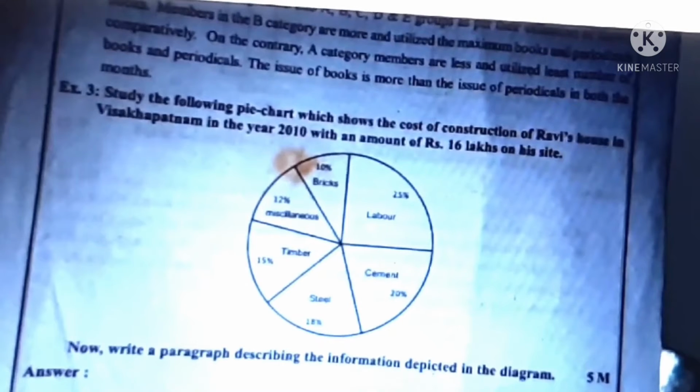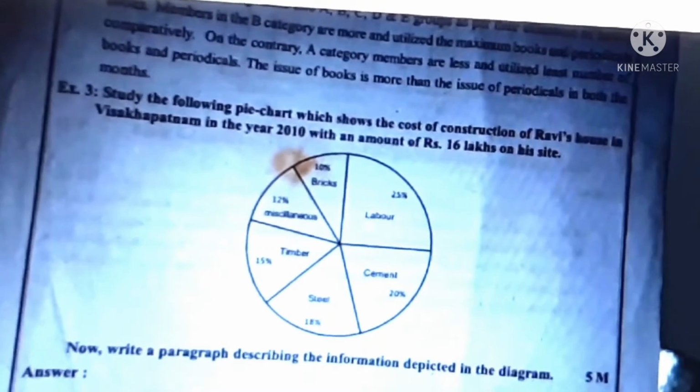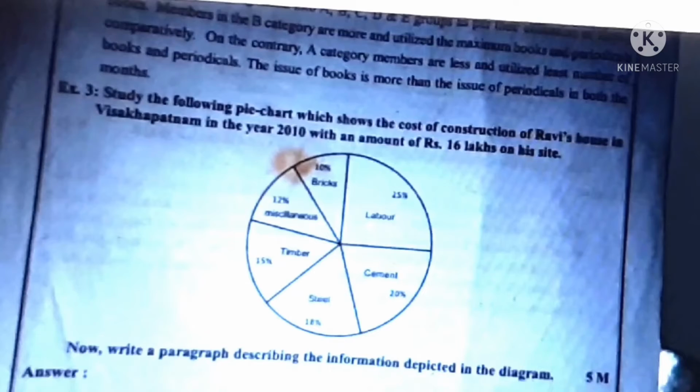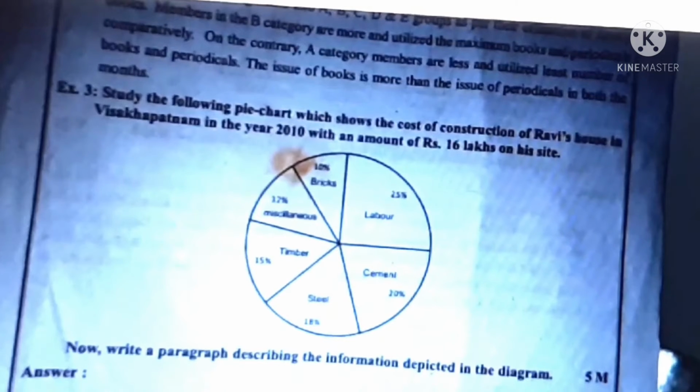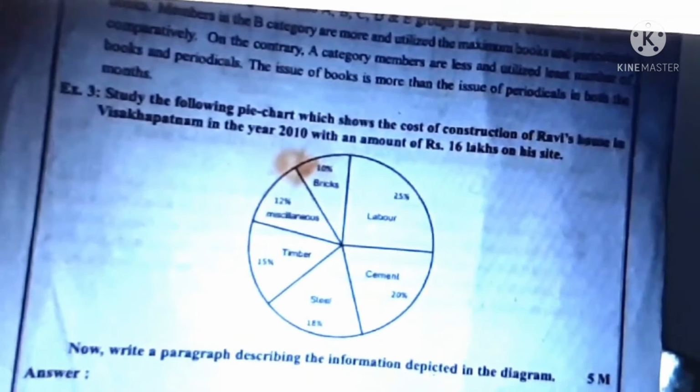Now I write a paragraph. Here is a line: Now write a paragraph describing the information depicted in the diagram. See the diagram. Now after that comma, we remove that comma. We add I write a paragraph describing the information depicted in the diagram. Write it as the first line.